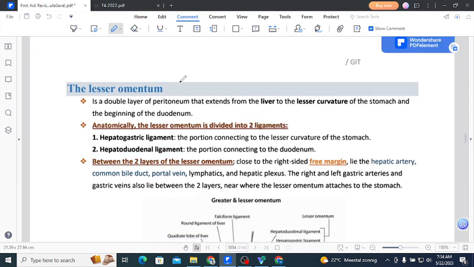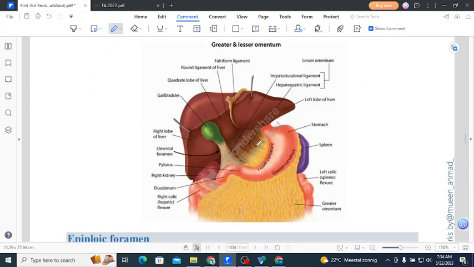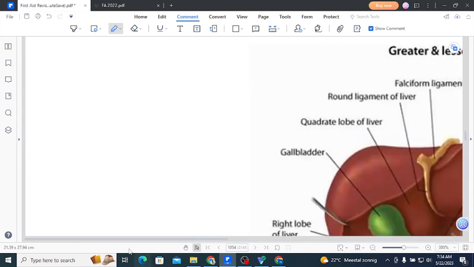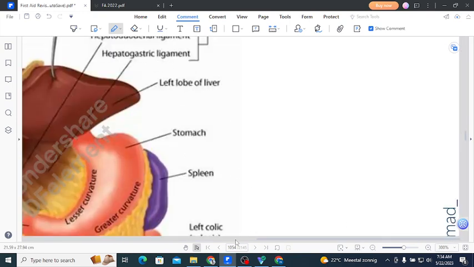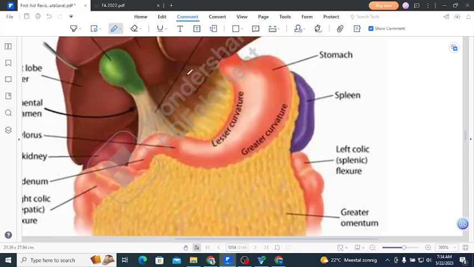Okay, then we have the lesser omentum. The lesser omentum is a double layer of peritoneum that extends from the liver to the lesser curvature of the stomach and the beginning of the duodenum. So they have shown a picture of that. Let me zoom it in. So now you can see that the lesser omentum is this structure, this yellow line.